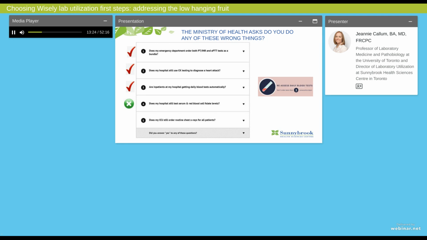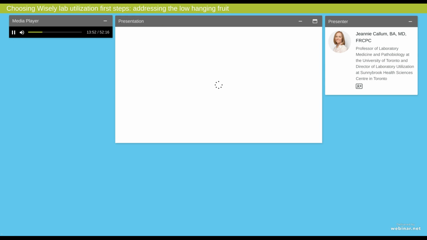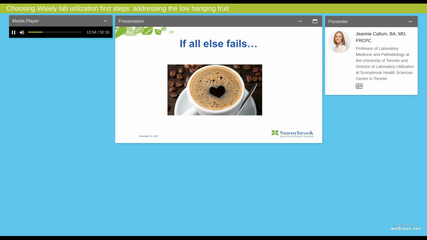We were still using the CK for diagnosis of a heart attack, and inpatients were generally getting daily laboratory tests. We've been working on this as well. When you log in to our electronic medical record, for many months there was a big banner saying, don't order more than 3 days in advance, trying to get people to think short-term on the frequency of their laboratory testing. I think in the long run, we have to go to, you don't order tests for more than 1 day, but right now we're focusing on 3 days.